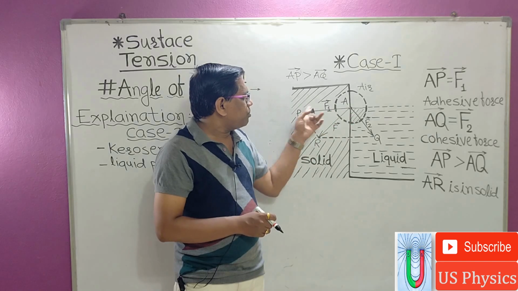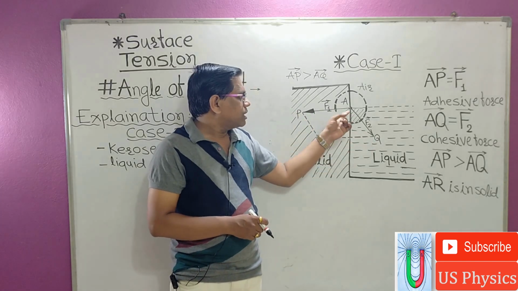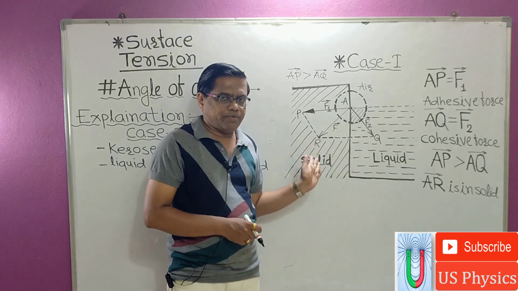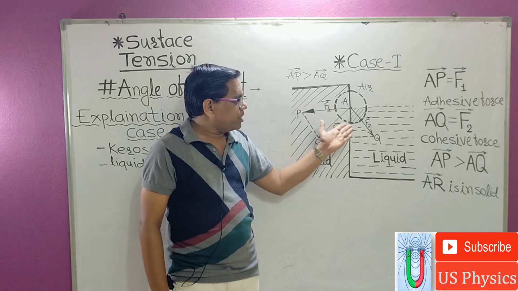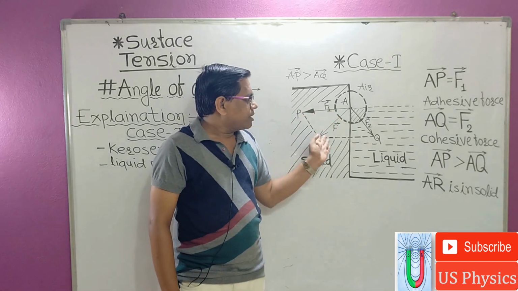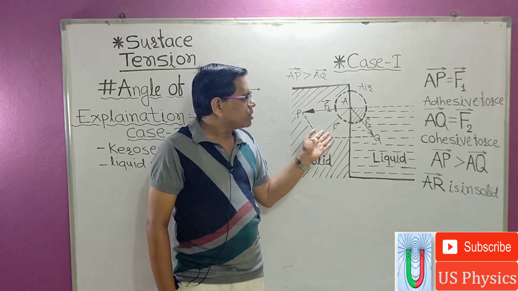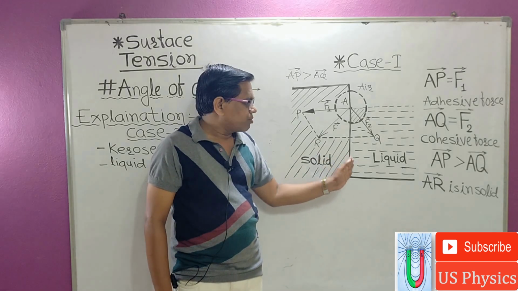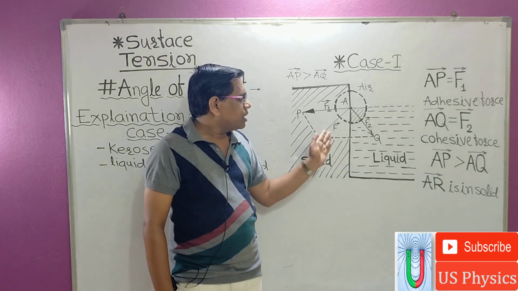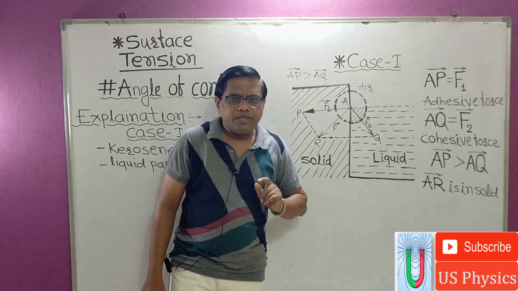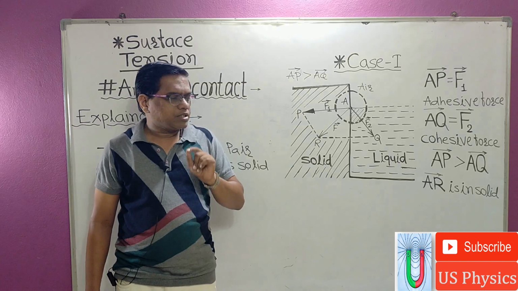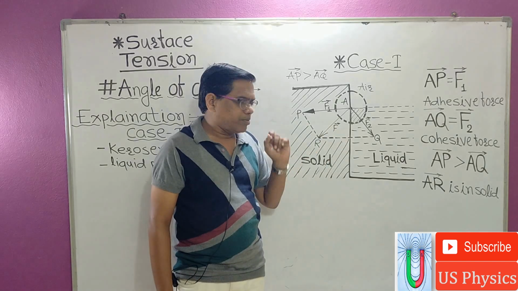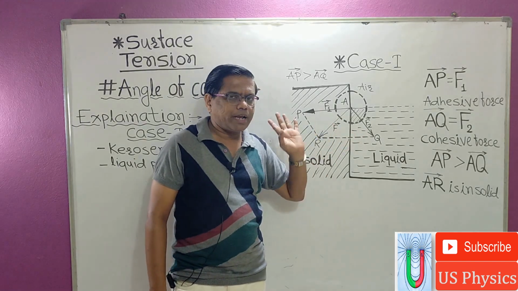And as this AP bar is larger than AQ bar, this resultant will lie into the solid, or will lie out of the liquid. Since AP bar is much greater than AQ bar, after completing the parallelogram we can see that the resultant AR bar acts into the solid, outside the liquid. So this molecule A is acted upon by an unbalanced force in the direction of this AR bar. Let it be denoted by F. So F indicates the resultant of F1 and F2.